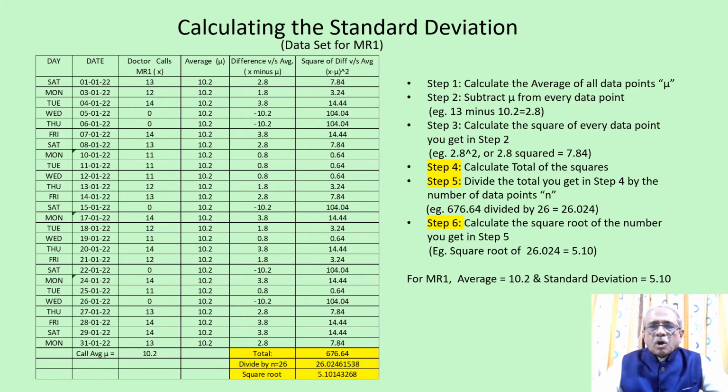Then we total up all the squares as step 4. In step 5, we divide the total that you get in step 4 by the number of data points in the data. That is 676.64 divided by 26, which you get 26.024. The next step is you calculate the square root of the number that you get in step 5, and the square root of 26.024 is 5.10. So the standard deviation is 5.10 for MR1.